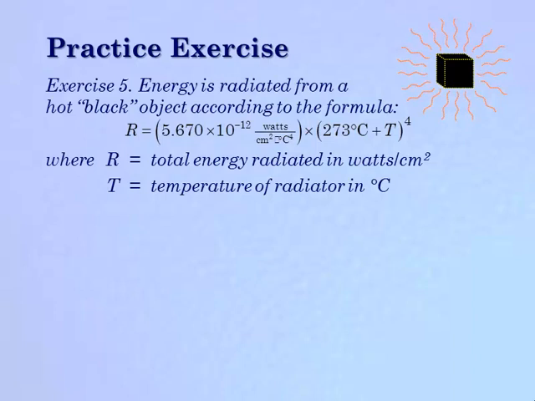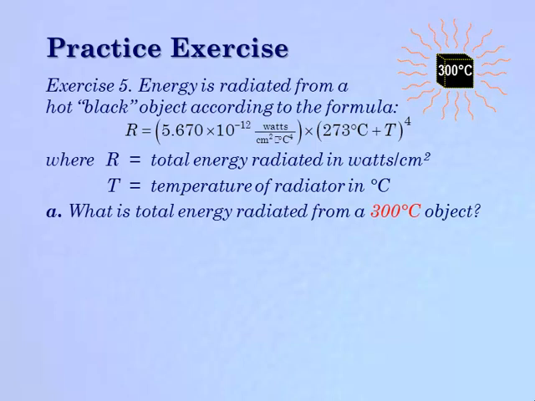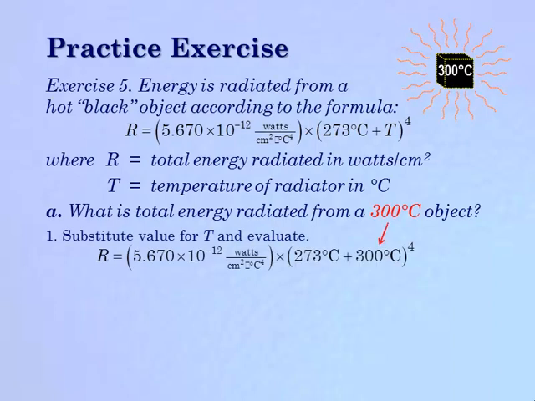Exercise 5 gives us a formula for calculating the energy from a black object that's radiating, total energy R, and the temperature T in Celsius. What's the total energy radiating from a 300 degrees Celsius object? Well, we substitute in the values for T and evaluate.